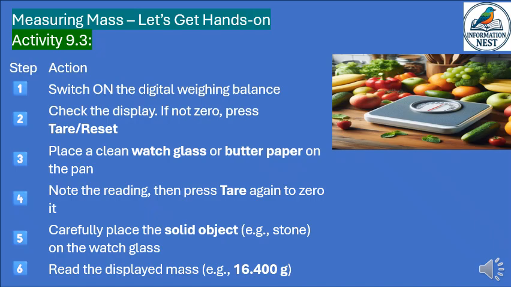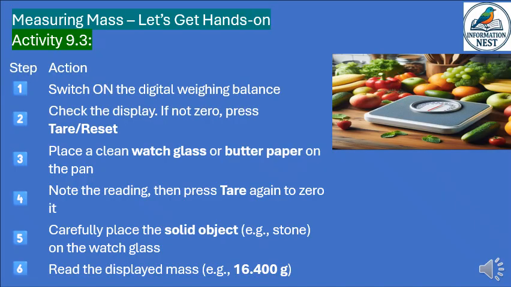Let's say it shows 16.400 grams. That is your object's mass. Always use clean tools and zero the balance before measuring. Precision matters in science. Even the tiniest error can change the result.